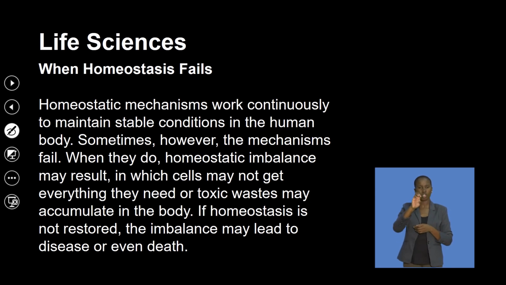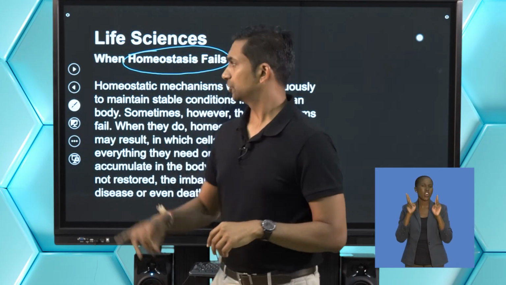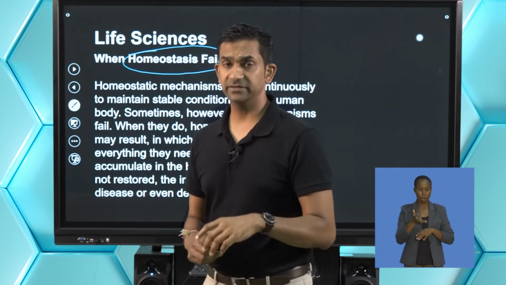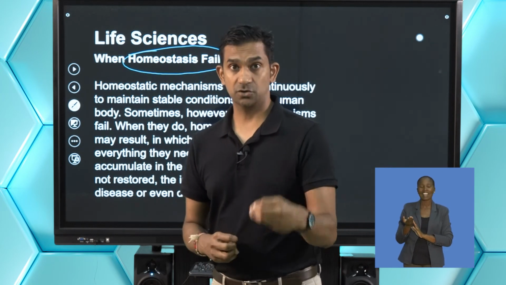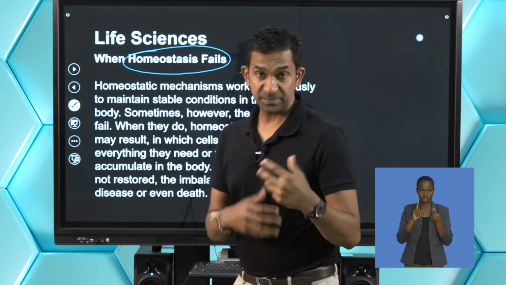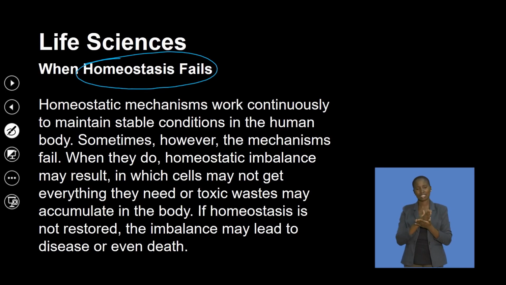However, homeostasis does fail, which means that sometimes there are certain abnormalities. An example of that would be your blood pressure or your blood sugar levels. These sometimes fluctuate and result in certain chronic or acute abnormalities. Let's look at some of these. The homeostasis mechanism works continuously to maintain a stable condition in the human body. Sometimes, however, the mechanisms fail. When they do, a homeostatic imbalance may result.